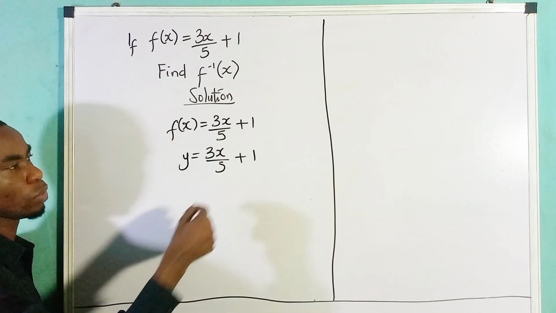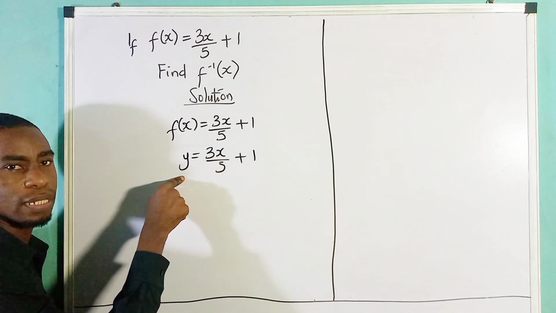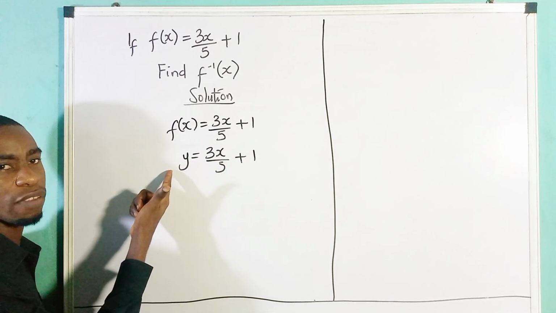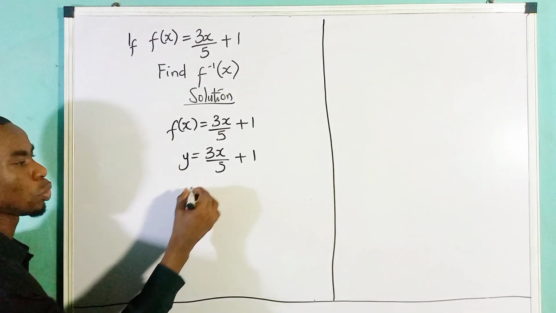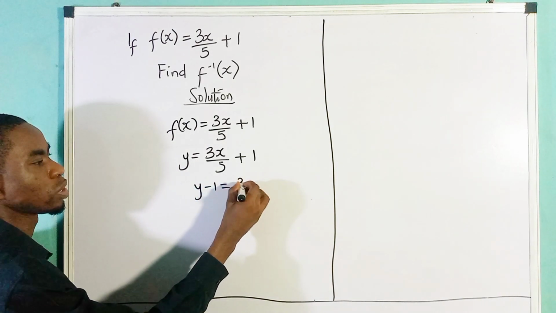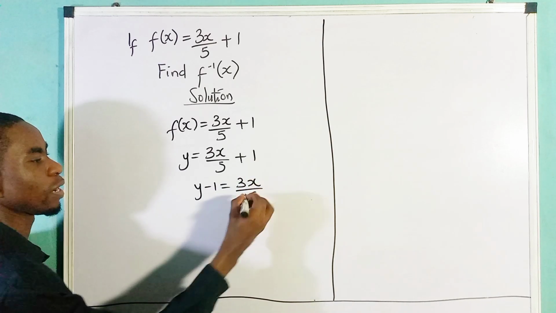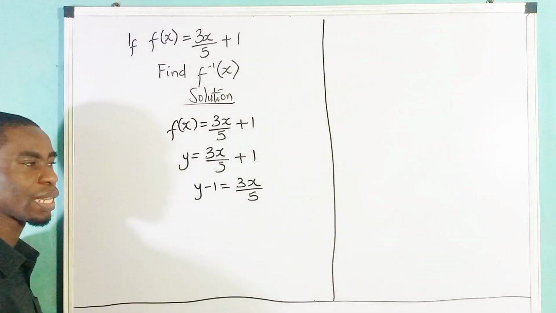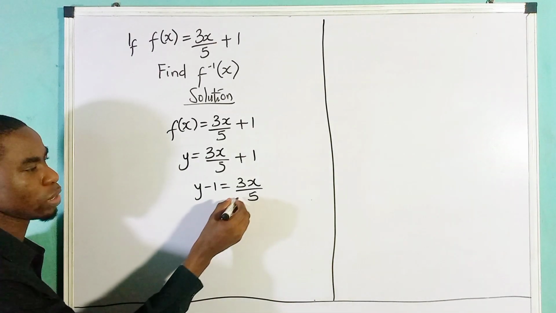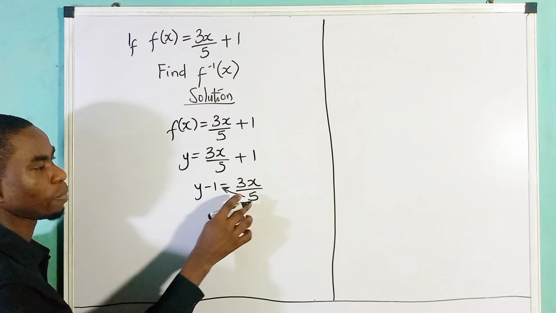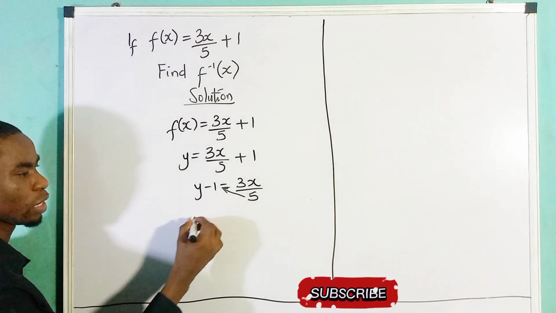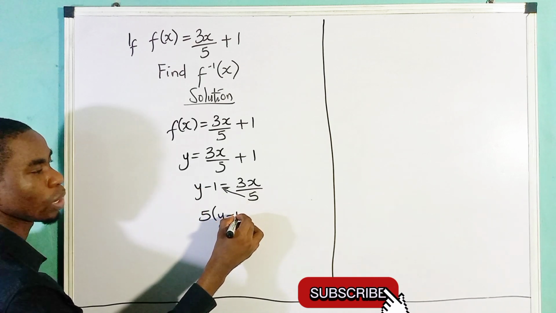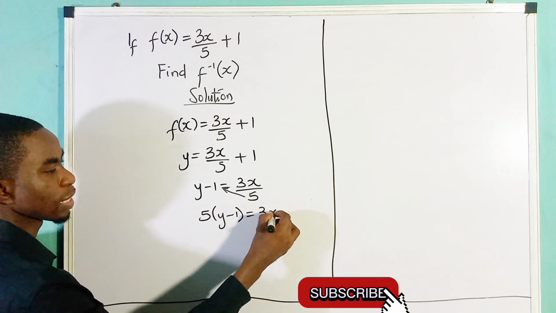To do that, let's say we move 1 first to the side. This is positive 1. We'll move it across the equality sign to the left hand side. It becomes negative 1. So we now have y minus 1 equals to 3x over 5. Okay, we are still trying to make x the subject formula. We'll cross multiply this with 5, and then we now have 5 in a bracket, y minus 1 equals to 3x.